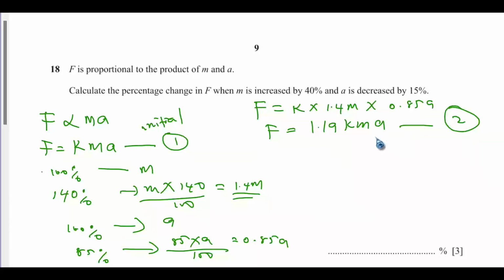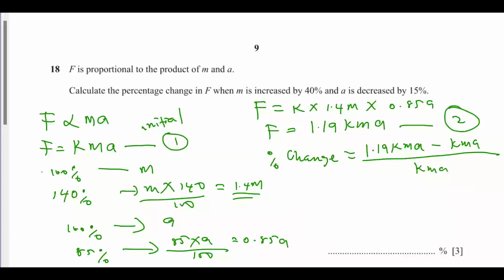So to get the percentage change now, the percentage change will be equal to the positive difference between the first and the second equations. So that will be 1.19 kma minus kma over the initial value, which is kma, multiplied by 100%. Okay, so the next thing we could do here is to subtract 1 kma from 1.19 kma.